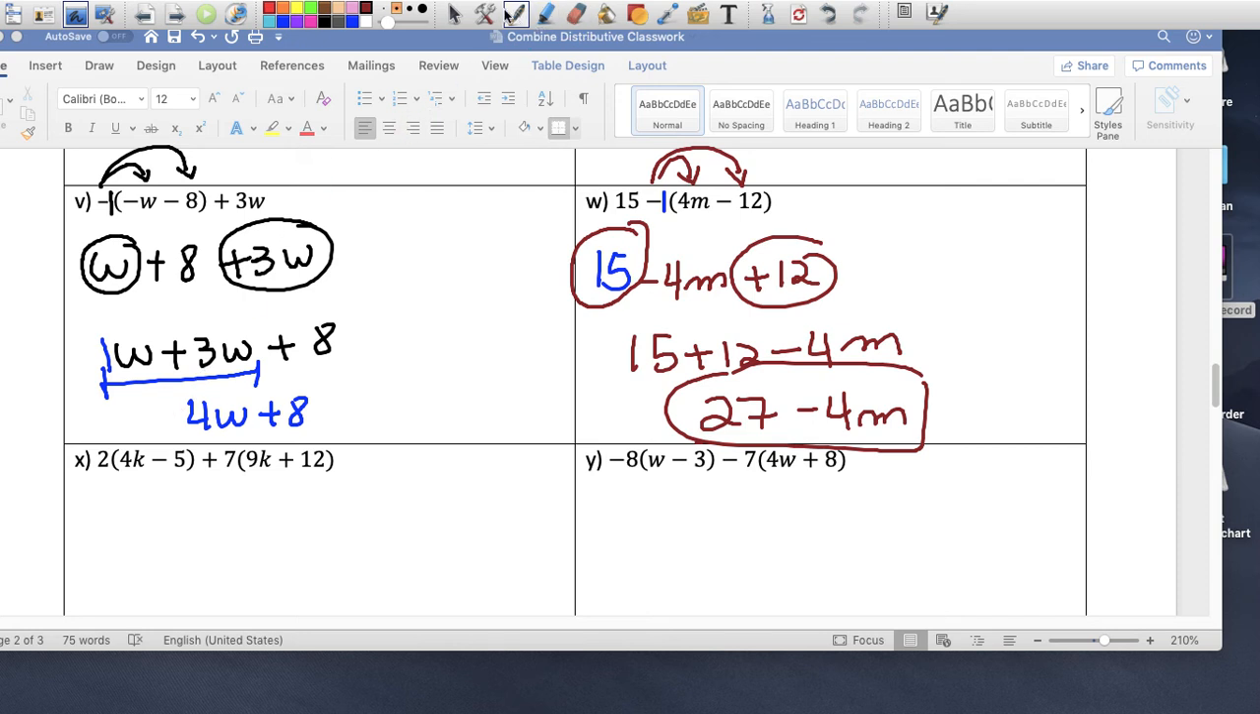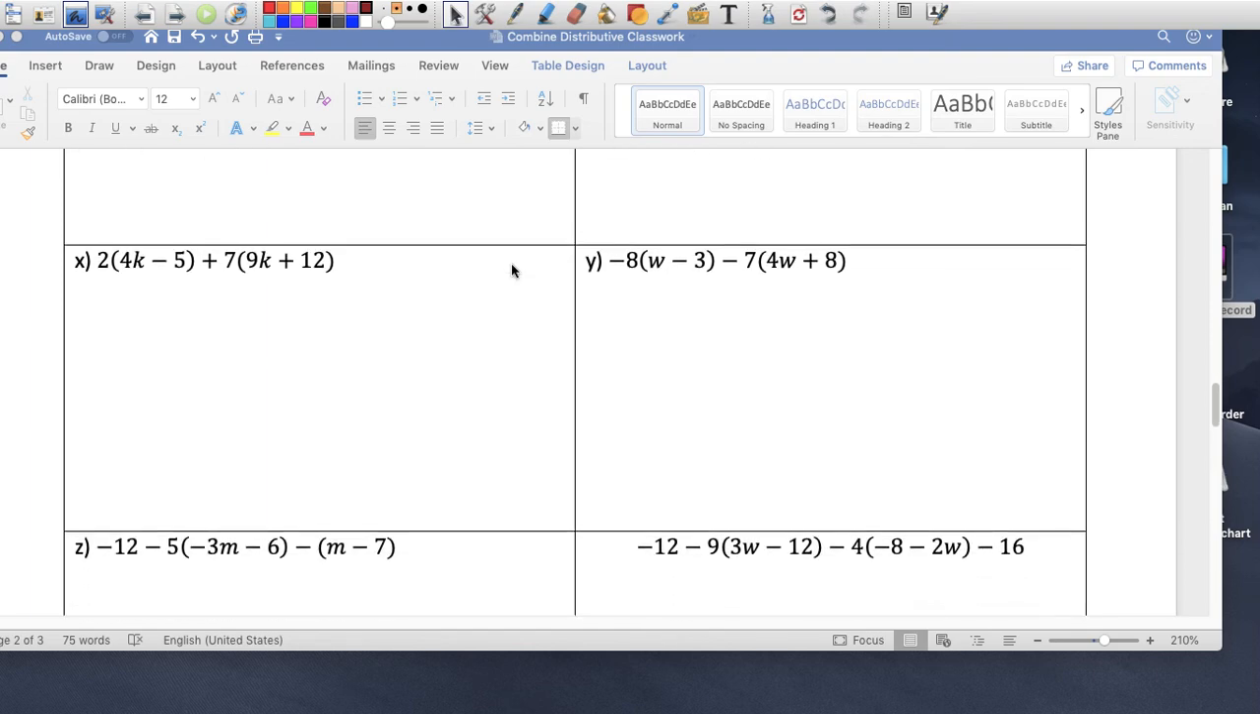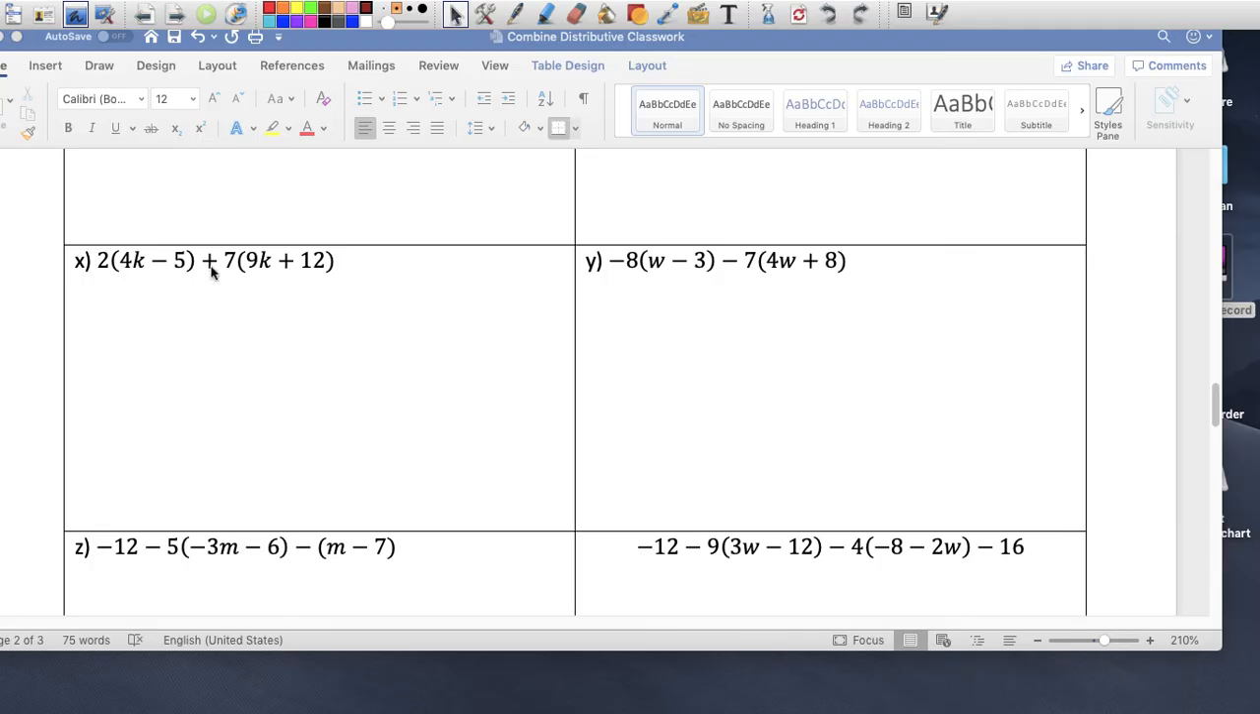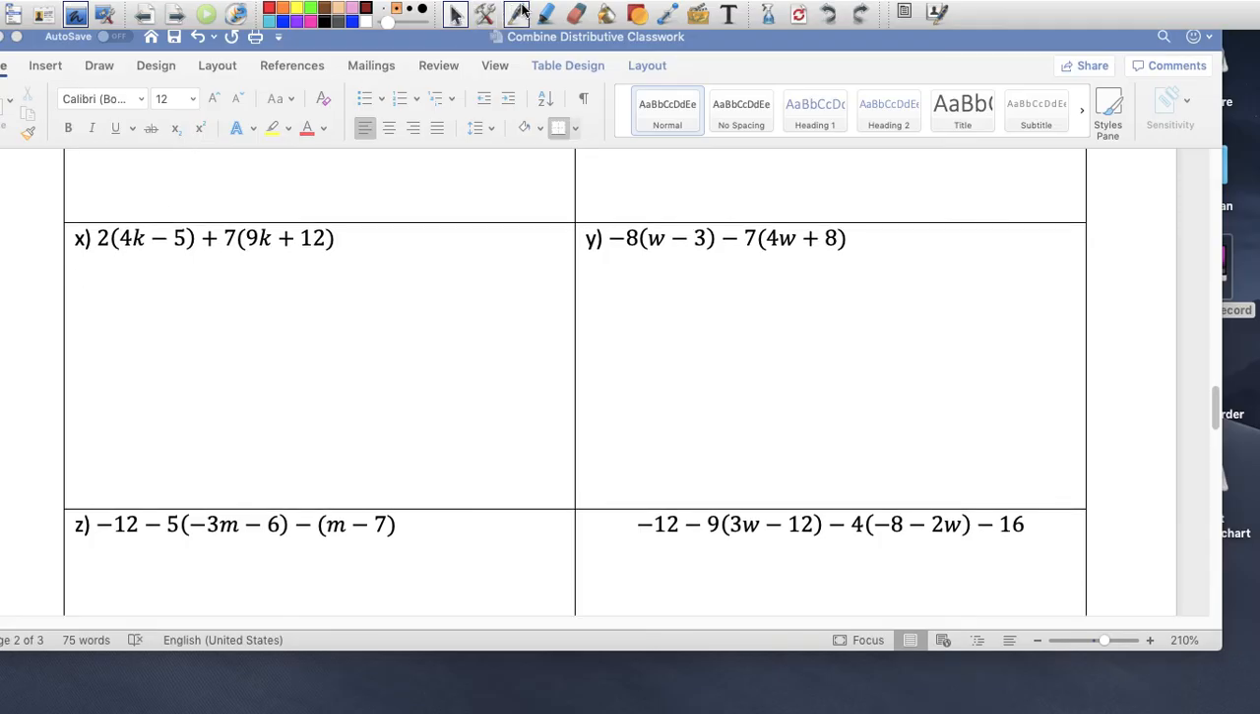X. Clear page. I want to pause this for a second. No, I'm not. I'm on X. Yes, I am. Let's put the volume up.